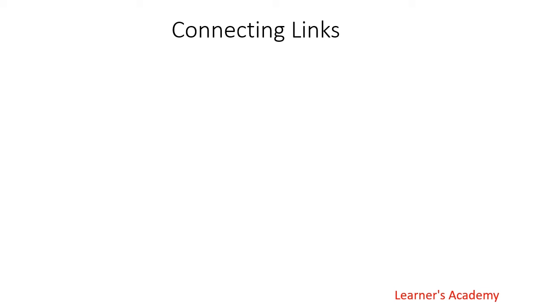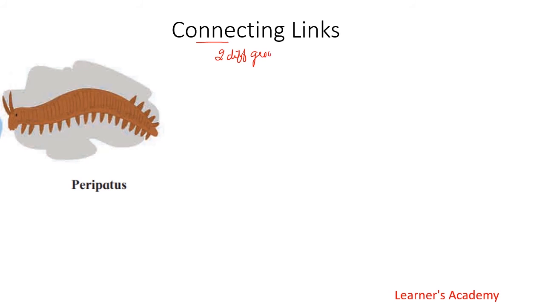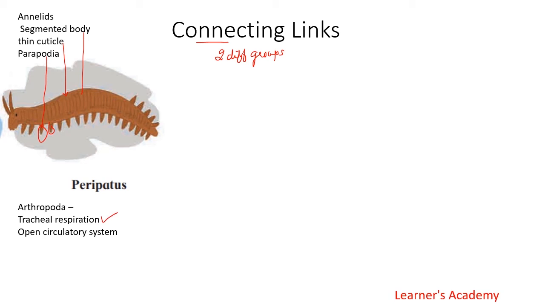Sometimes some animals and plants show morphological characters which can be related to two different groups. For example, Peripatus. Peripatus has a segmented body, thin cuticle, and parapodia-like organs, and these characters are peculiar to the group of annelids. But they also show tracheal respiration and an open circulatory system, which is a special feature of arthropoda. So they are connecting links between arthropoda and annelida. This indicates that Peripatus is a connecting link between two groups.